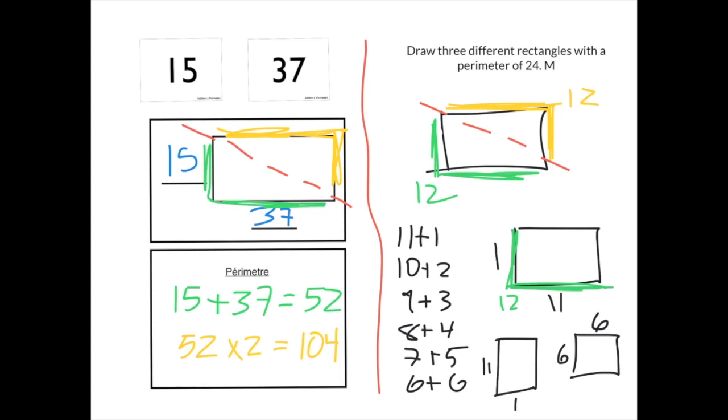So it's important for students to be able to work with the half perimeter in order to be able to efficiently build different rectangles. But it's also important for them to recognize that when we switch the orientation of a rectangle, we don't change it. And also that all squares are rectangles.